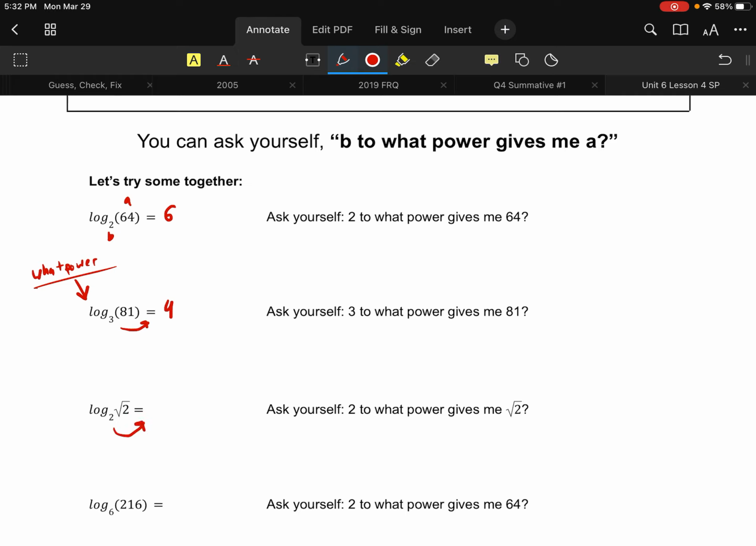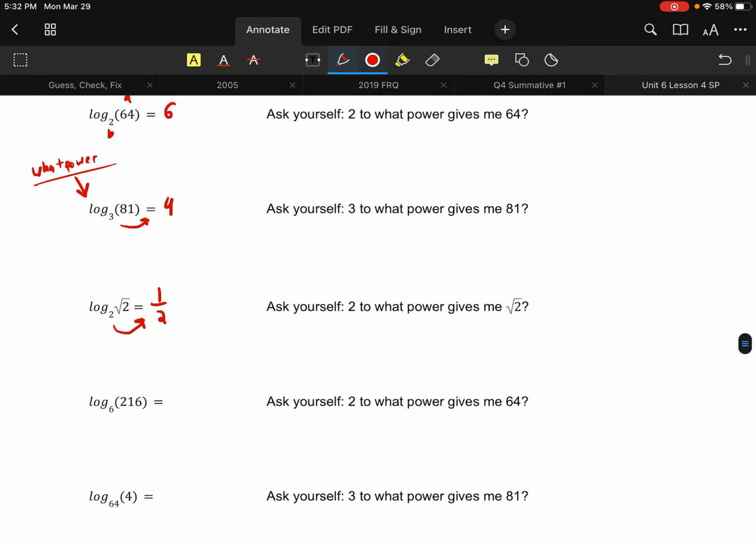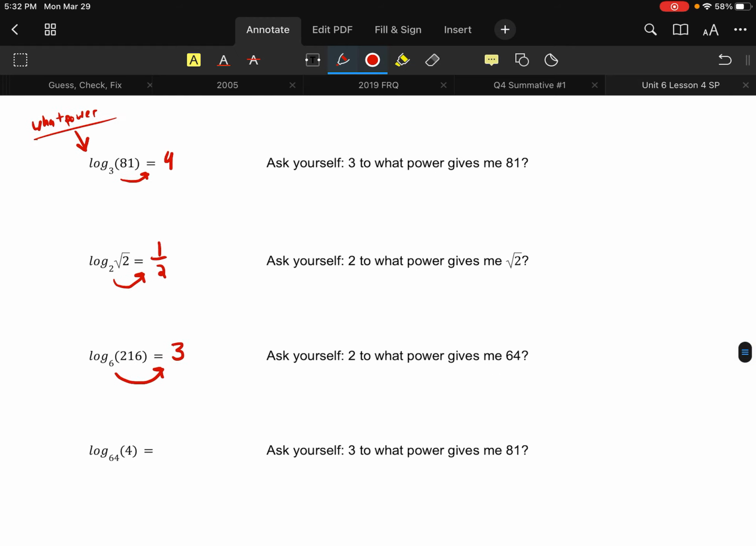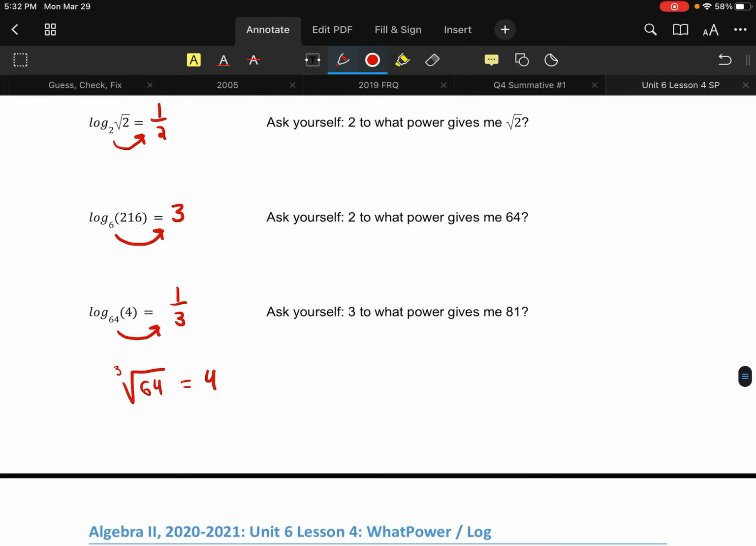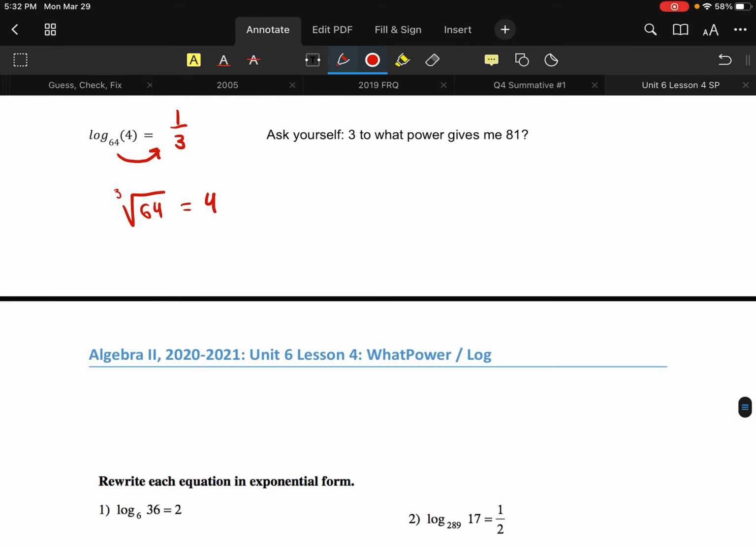The log in base 2 of the square root of 2 is 1/2. 6 to the 3rd power is 216. 64 to the 1/3 power, because the cube root of 64 is 4, gives us the log base 64 of 4.